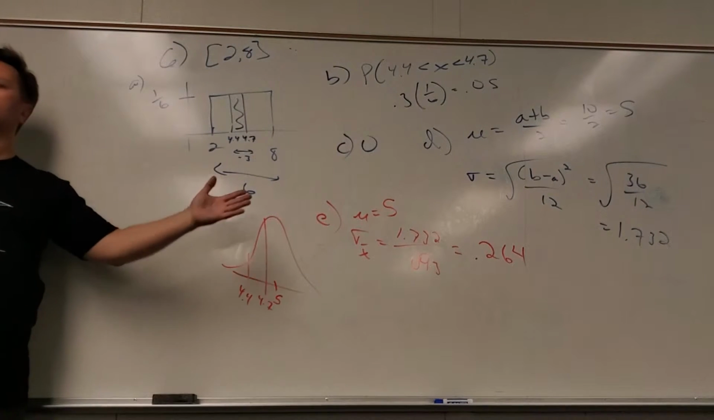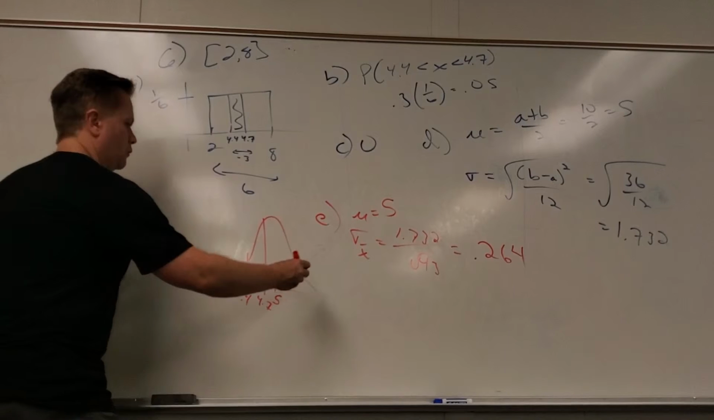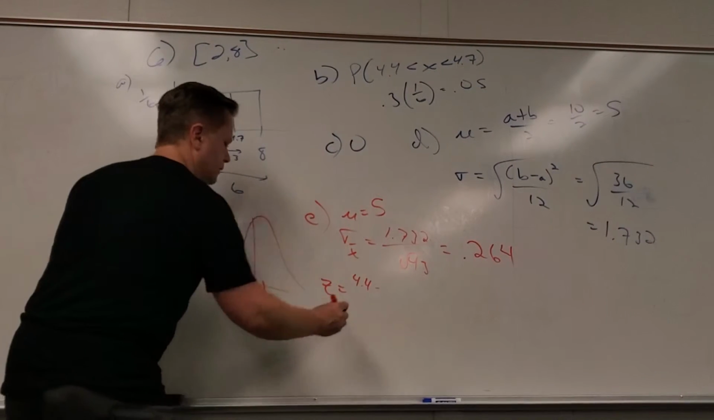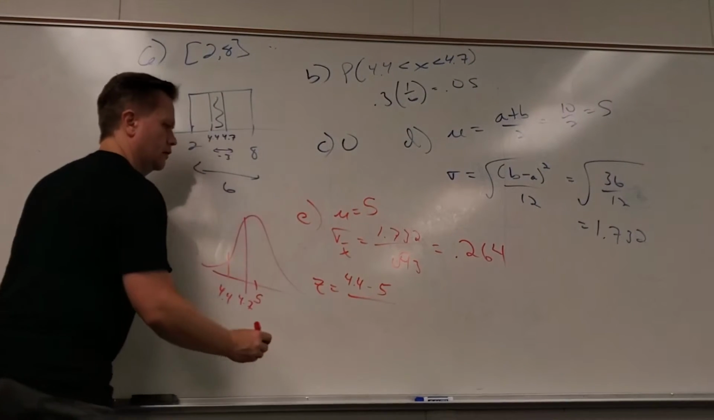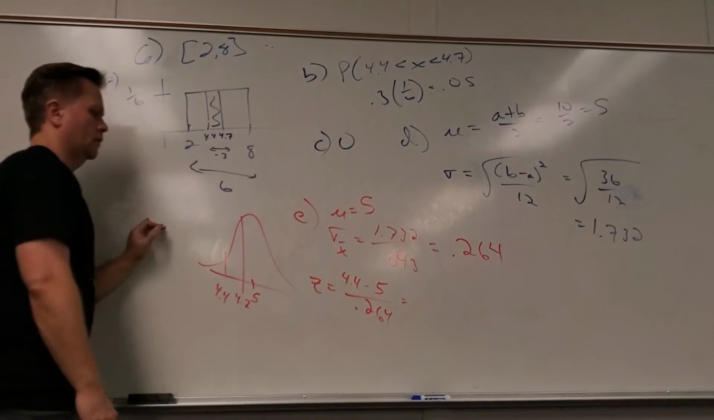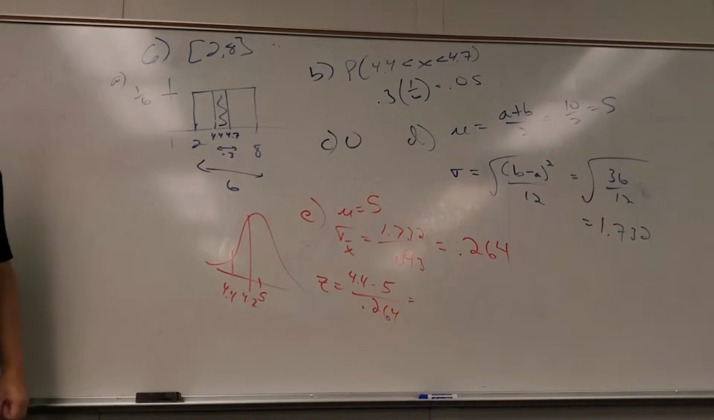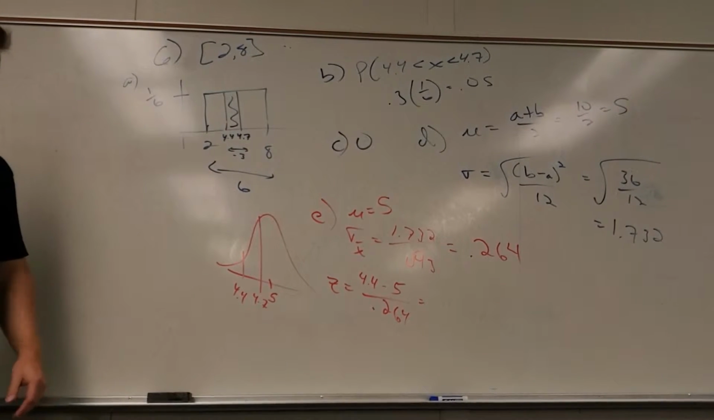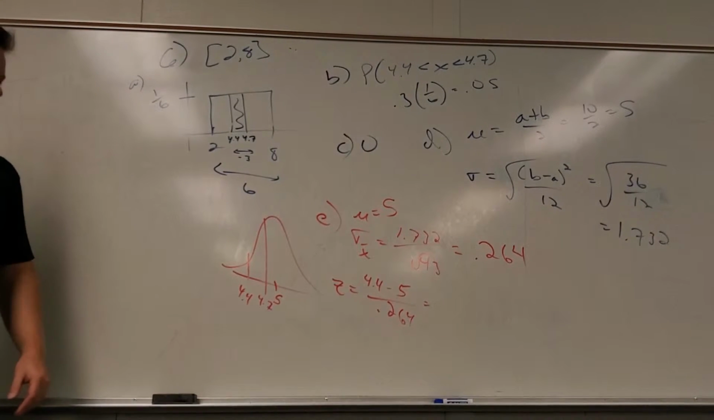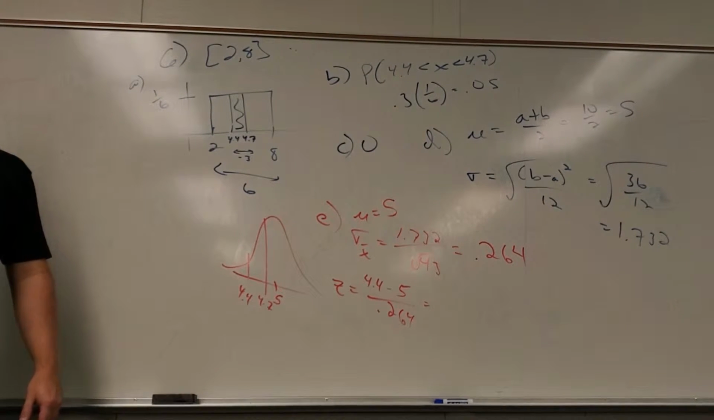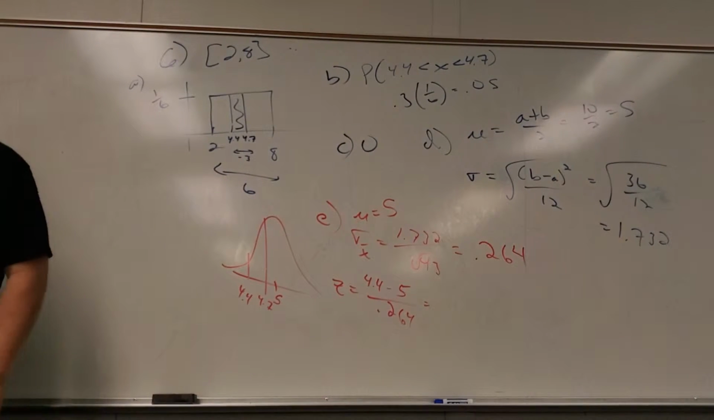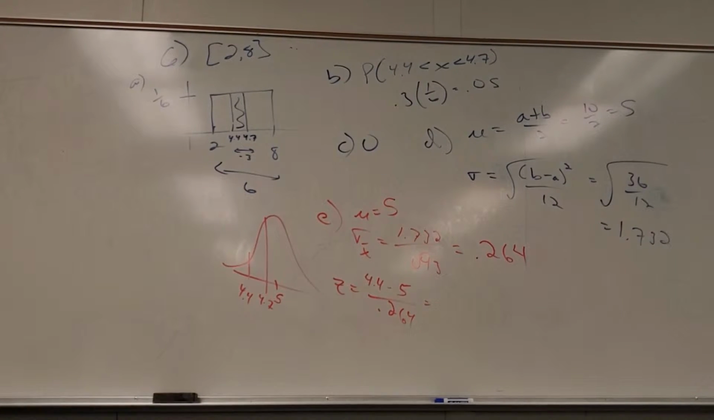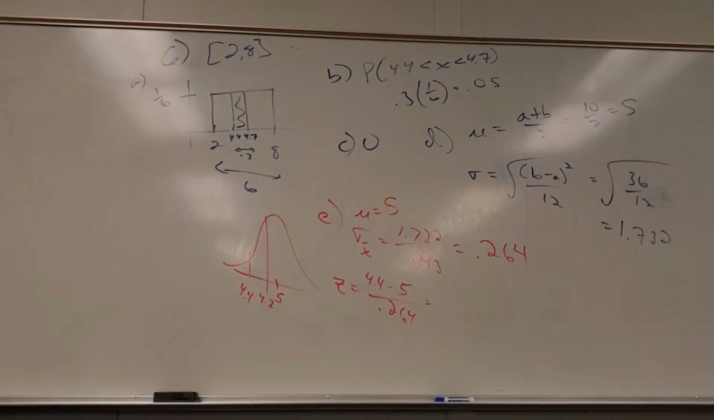I make z-scores. So how about 4.4? How would I make that into a z-score? 4.4 minus 5 divided by 0.264. It's like 2.4 something, maybe 2.3 something. I could be really wrong, so don't hesitate. 2.3 something. I don't know the z-score for 4.4. Let's see. Yeah, it's 2.27. That's close. Yeah, 2.27.